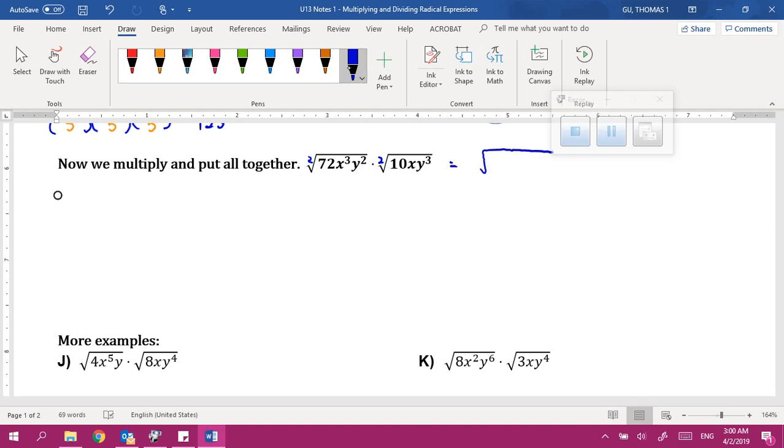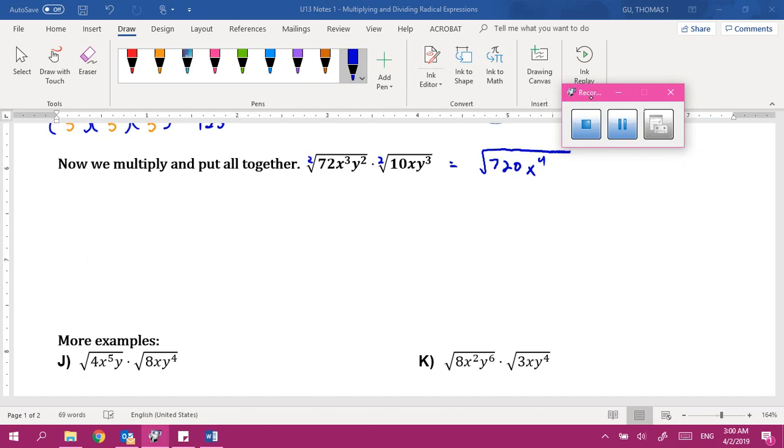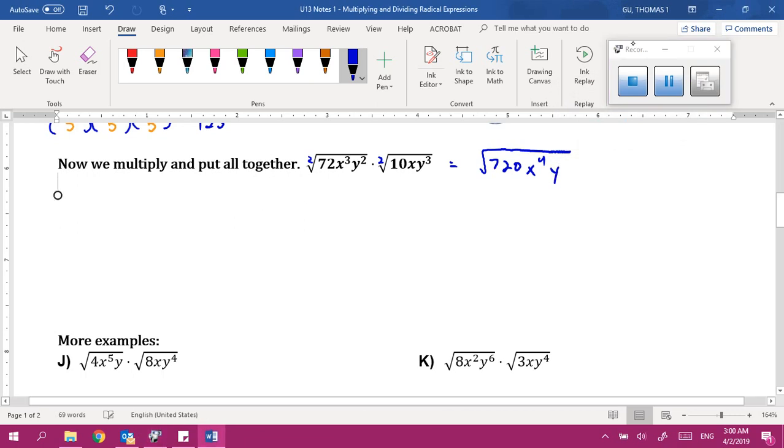We get the square root of 72 times 10, which is 720. And then what happens when I multiply variables? We add the exponents. So x cubed times x is x to the fourth. And y squared times y to the third, we add those exponents, 2 plus 3, so y to the fifth. All right, and now we have to simplify this.